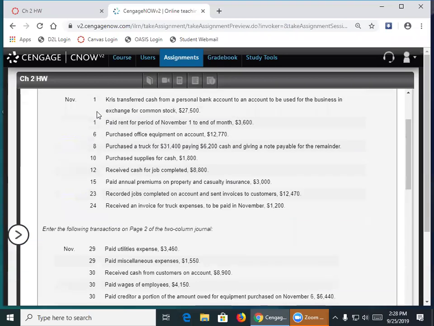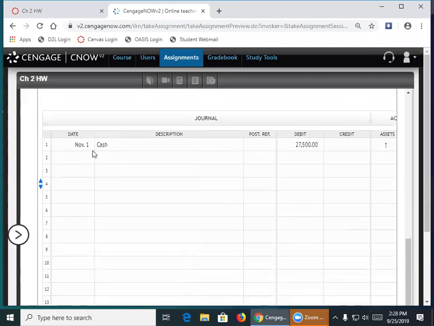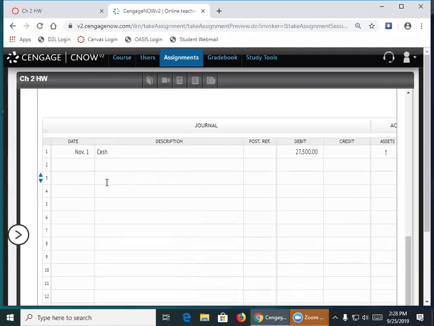Okay, so on my journal, when I have a free form journal, you can put the date. Usually you could do like 11-1 and it'll format it for you. November 1, I type cash and I put my debit amount. And then on line 2, I would type common stock and put that as my credit.